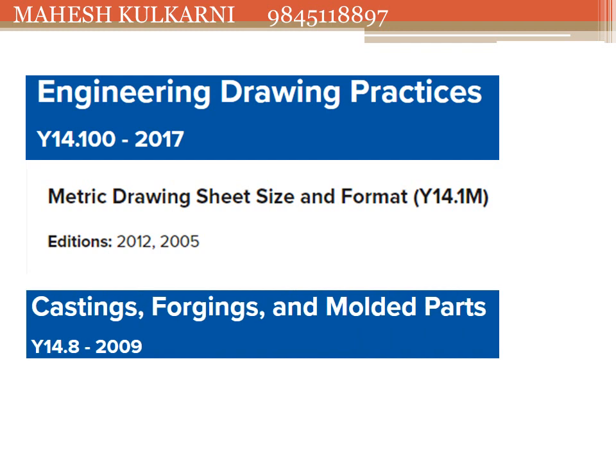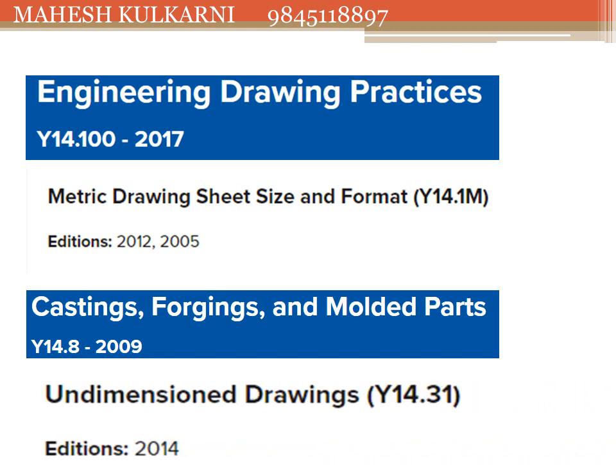Then there is a different standard for casting, forging and molded parts, Y14.8. How do we create the casting, forging and molded part drawings, what are the general notes requirements, how do we consider the notes, how is the casting part transitioned to the machined part, and how do we control the configuration of the casted parts. All that is handled there, like fillet radius and corner radius. All those details are dealt with in this Y14.8 standard.